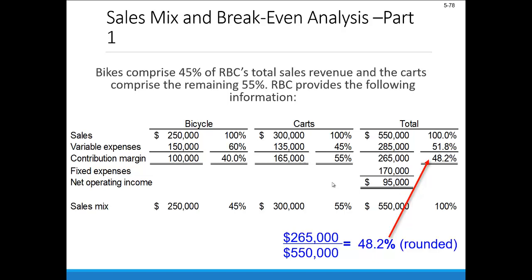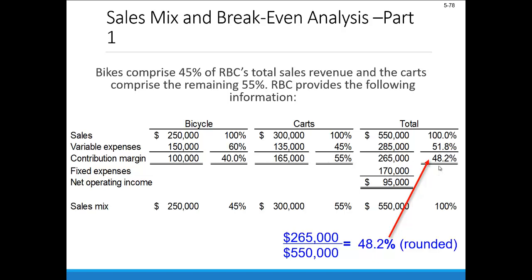Now, what we want to do for our break-even and target profit analysis, if we take it that far, is to come up with what amounts to a weighted average CM ratio across all the products. So we just look at that condensed company-wide view of sales and contribution margin. We take total CM company-wide, $265,000 in this case, divided by sales company-wide of $550,000, and that gives us a company-wide contribution margin ratio of 48.2%. So we can see that's in the middle of the bikes at 40% and carts at 55%. Essentially, it's the weighted average of those two numbers.